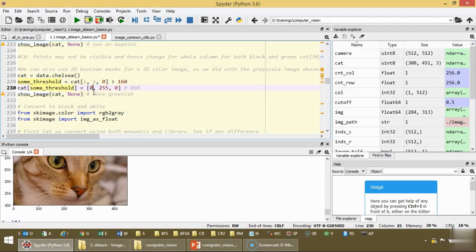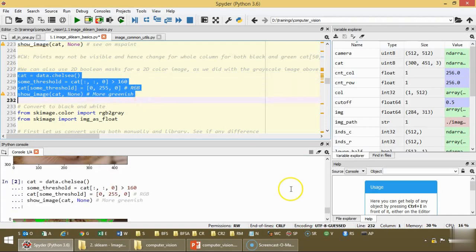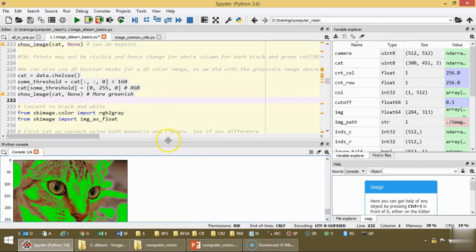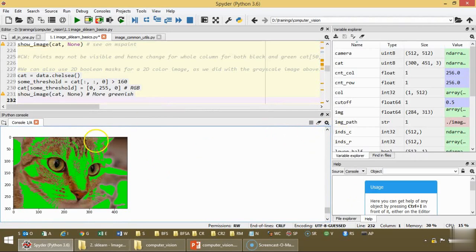So making the R 0, and at that point, whatever value of the green is, we are making 255, that is the extreme green, and blue also 0. So let us see, it should show the more greenish. So let us see, I'm running this line number 228 to 231 in one go. See, this is what it looks like. It means wherever you had said that more red was there, we have made it green.